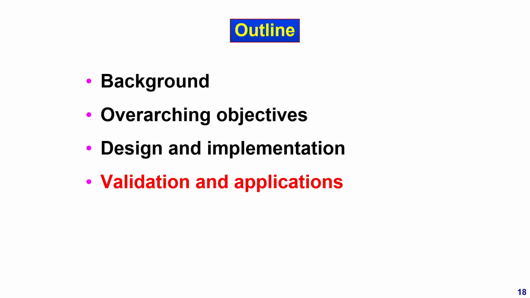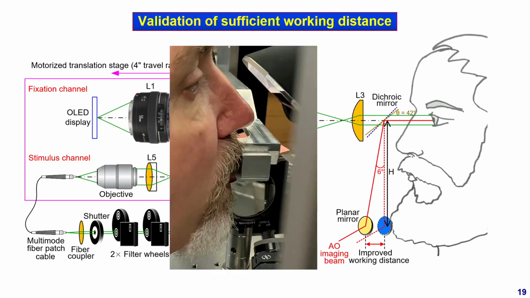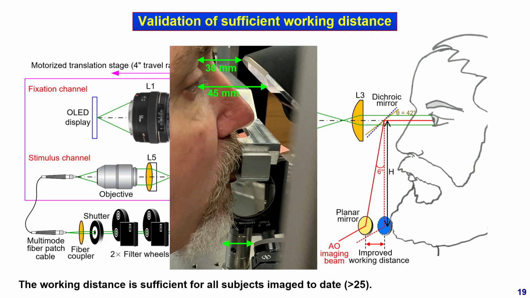Next, I will talk about validation and application of the system. Here's a photo of a subject in our system. There's sufficient distance between his beard and the mirror. His eye is about 30 millimeters away from the top of the dichroic mirror. This working distance is sufficient for all subjects imaged to date.